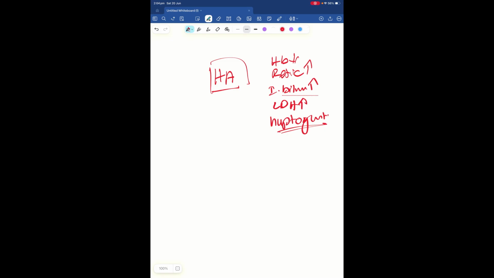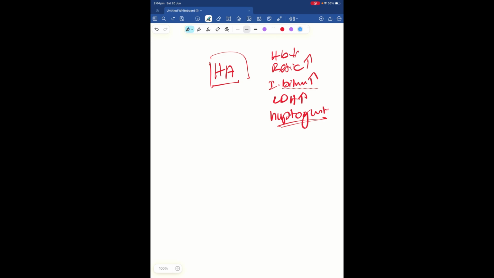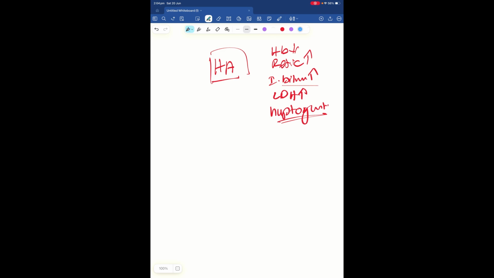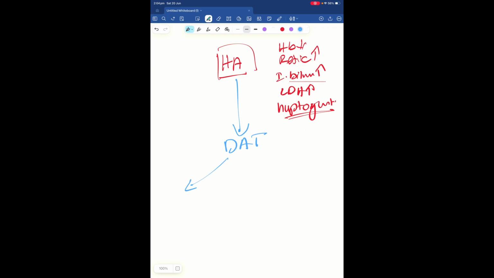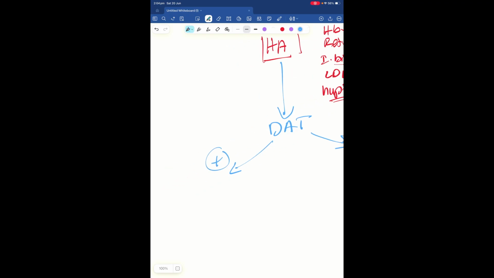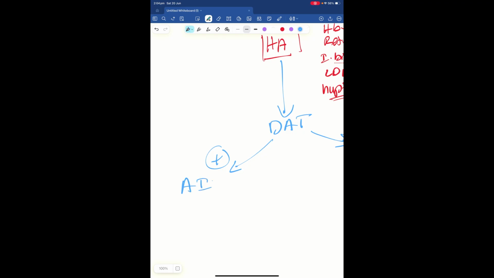So purely from an investigation perspective, the most useful test to do first is the DAT test, or like an antibody test, right? So you do the DAT test. It could be positive or it could be negative, right? So if it's positive, you're dealing with autoimmune hemolytic anemia, which could either be a warm one or a cold one.